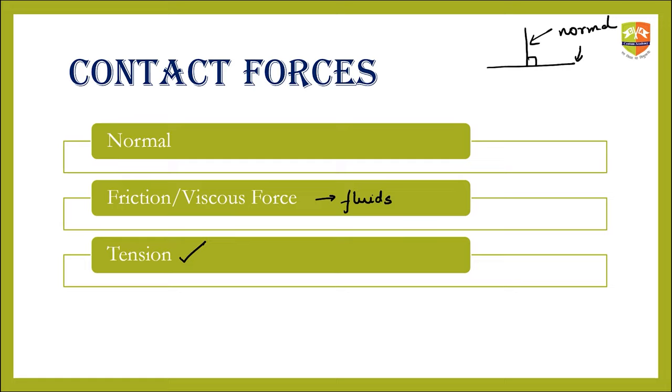Simply put, if you have an object, you tie it in a rope and suspend it from the ceiling, then the force which this string is applying on the object is called tension, right? So we are going to discuss that.